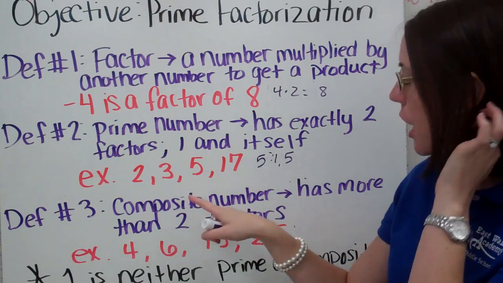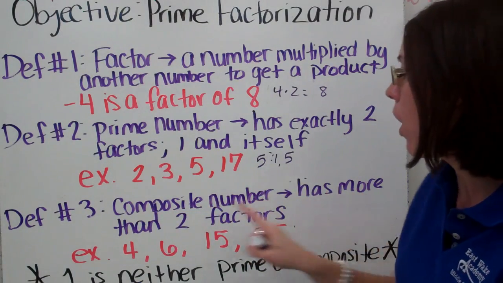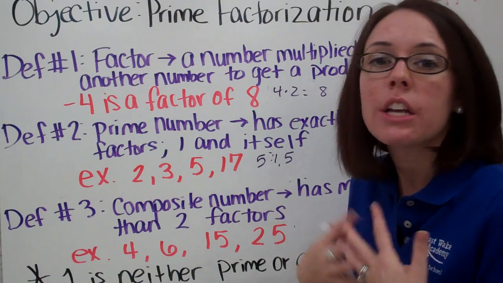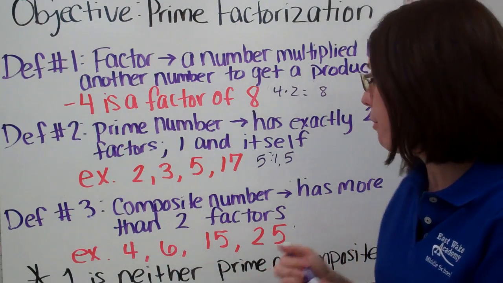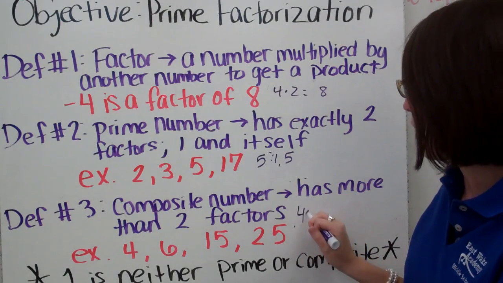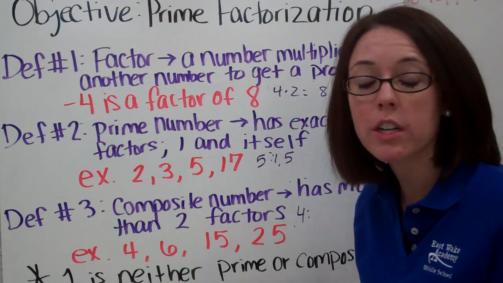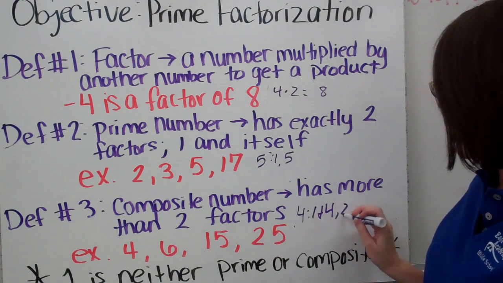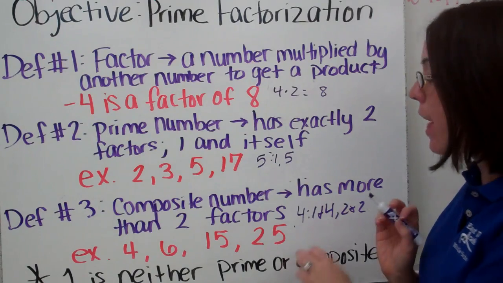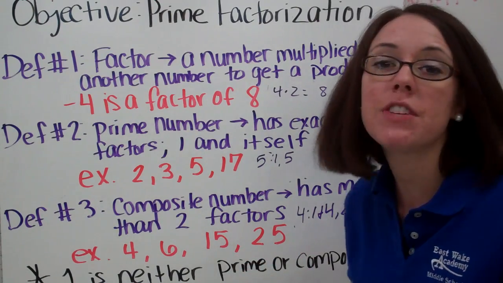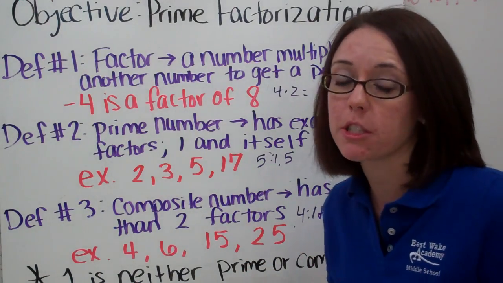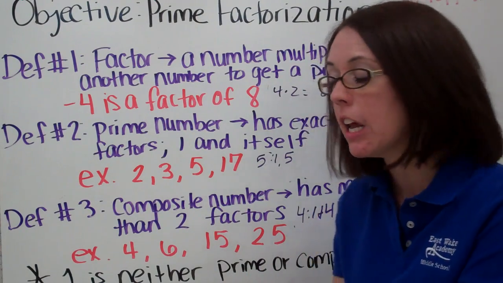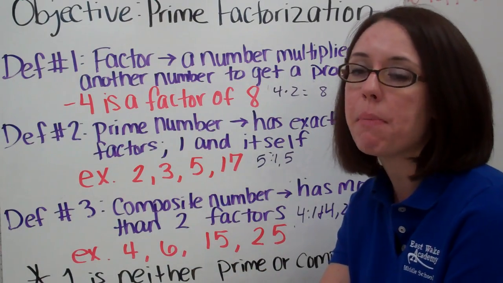Definition number 3. Composite numbers have more than two factors. So these numbers could have 3, 4, 5, 6, several factors. For example, 4 is a composite number. You can multiply 1 and 4 to get 4, or you can multiply 2 and 2 to get 4. So that is a composite number. 15 is a composite number. You can multiply 5 times 3 to get 15, or 1 times 15 to get 15. So it has more than two factors, it's composite.